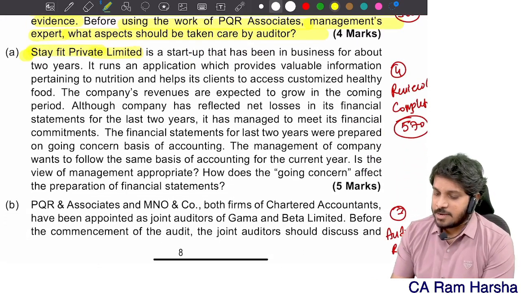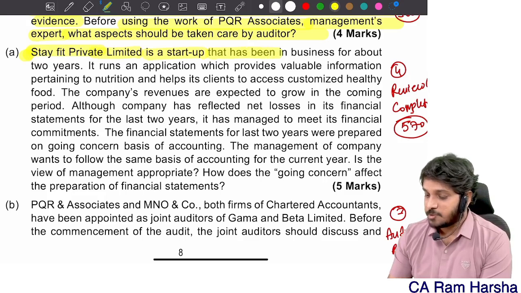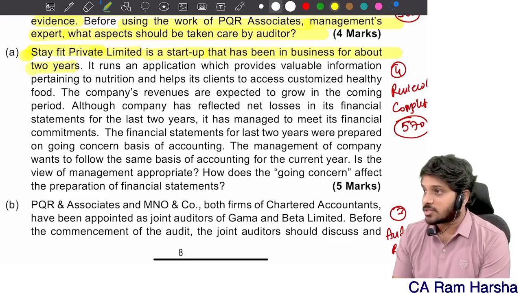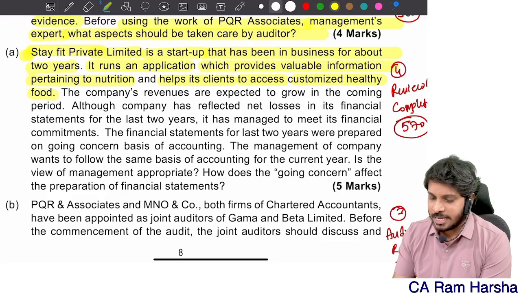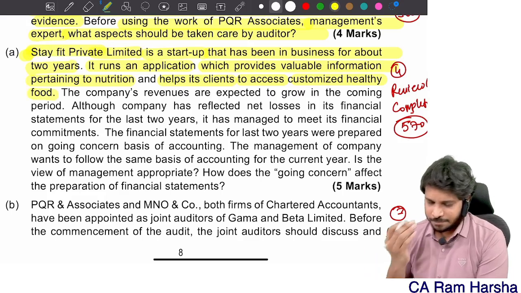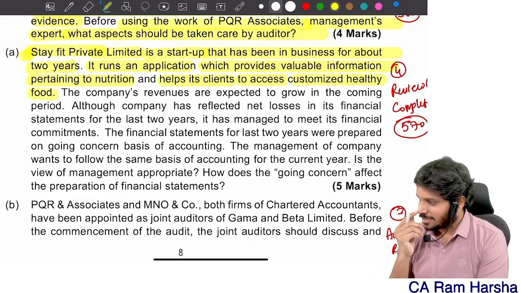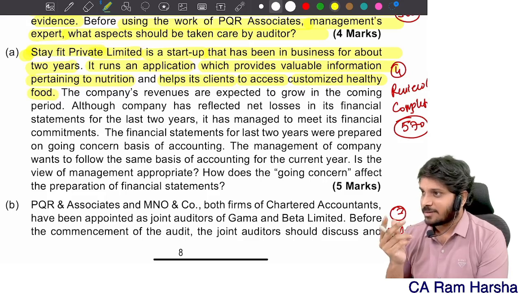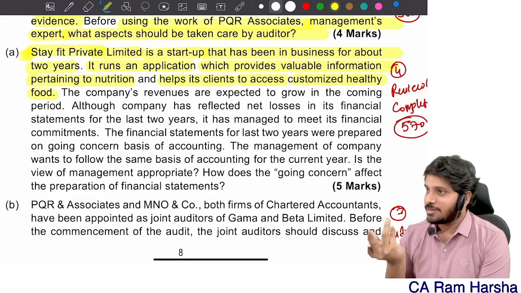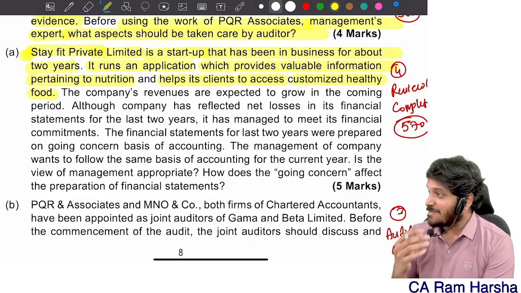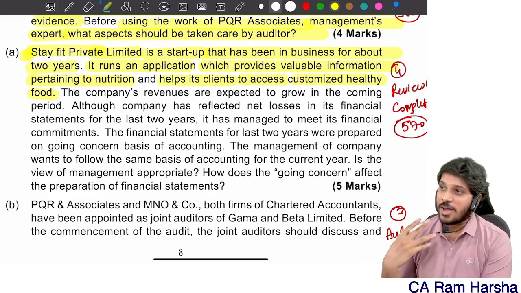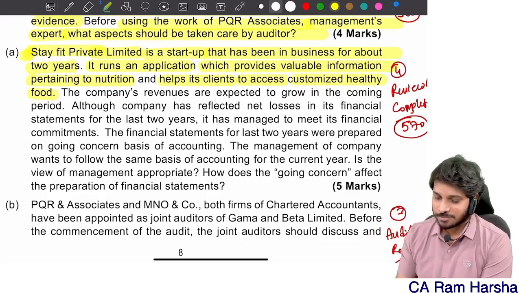SEPT Private Limited is a startup that has been in business for about 2 years. It runs an application which provides valuable information pertaining to nutrition and helps its clients to access customized healthy food. There is an app on Instagram, Healthify. Example I told this. Healthify, which was once upon a time aggressively promoted. So aggressively they did campaigning.